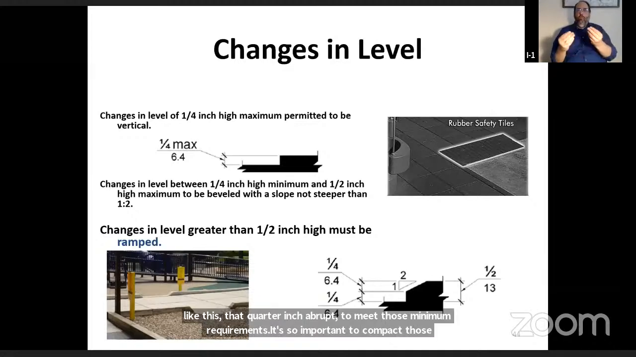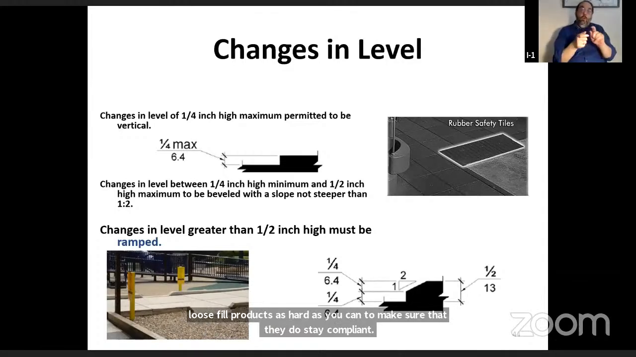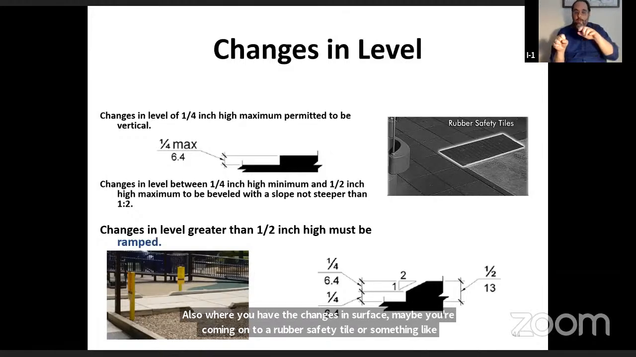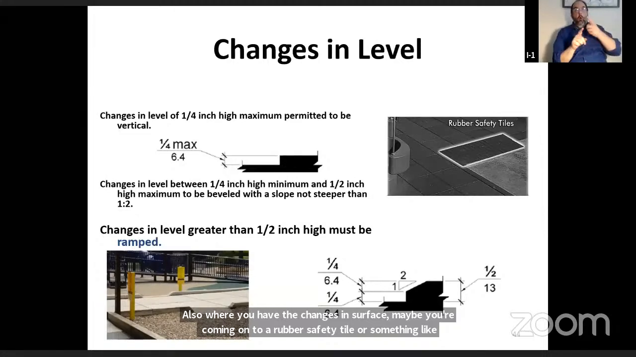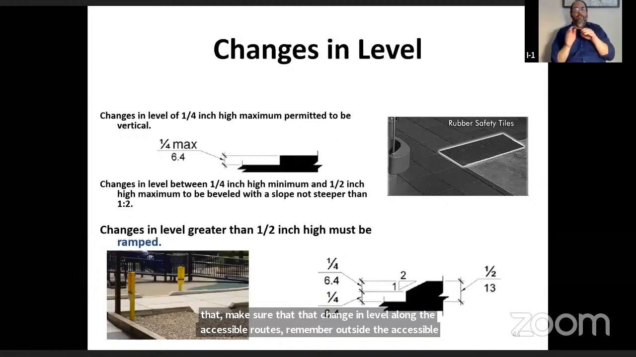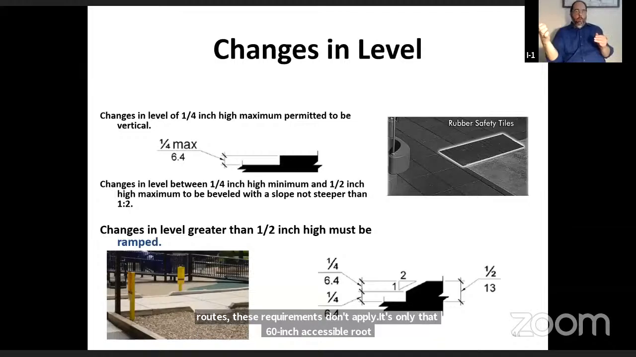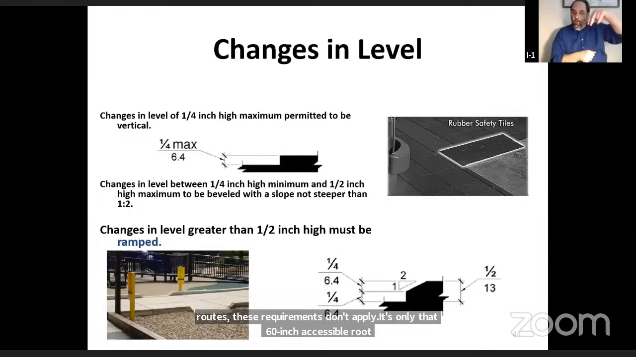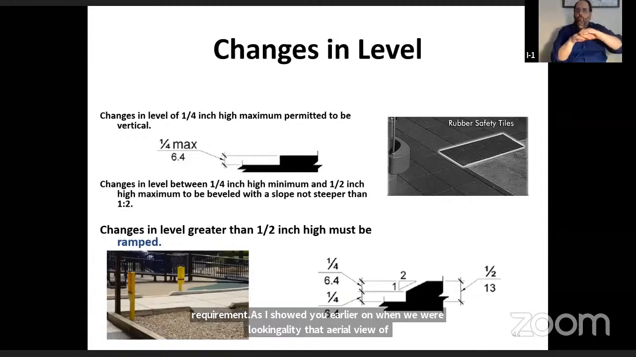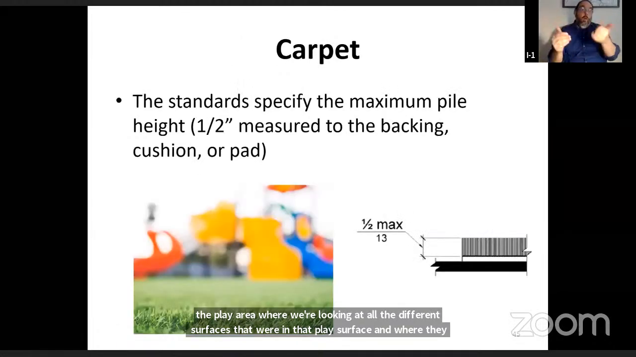they do stay compliant. Also, where you have the changes in surface, maybe you're coming onto a rubber safety tile or something like that, make sure that change in level is met along the accessible routes. Remember, outside the accessible routes, these requirements don't apply. It's only that 60-inch accessible route requirement connecting those ground level and elevated play components. As I showed you earlier on, remember when we were looking at that aerial view of the play area where we're looking at all the different surfaces that were in that play surface and where they were using the what for accessible routes?